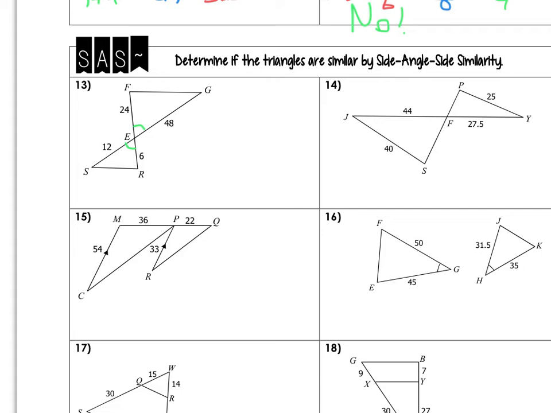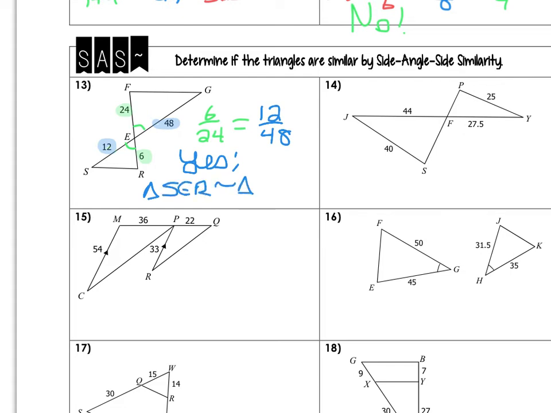So if you look, we've got our angle, and then we've got sides. Let's go with the smallest side first. So 6 and 24, so 6 over 24, and we want to see if that's equal to the other side, which is 12 and 48. So 12 over 48. And if you do it, yes, they're the exact same scale factor. So this is a yes. And our triangle similarity statement is triangle SER is similar to triangle GEF.